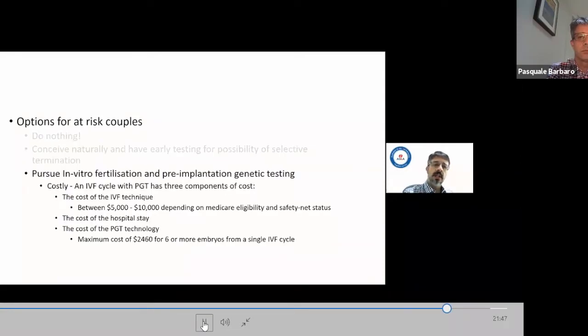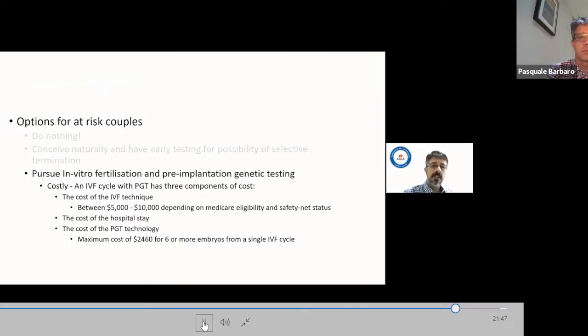I guess the couples also could have the option of doing in vitro fertilization and pre-implantation genetic testing. So this is only possible, though, if you identify those couples pre-conception, so before they are pregnant. Unfortunately, this is quite a costly exercise.